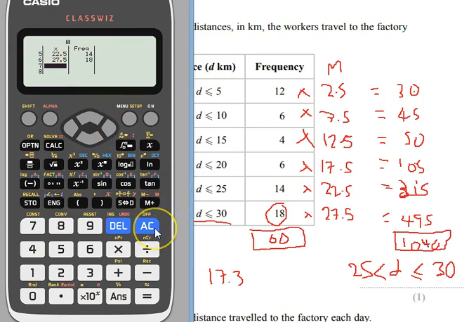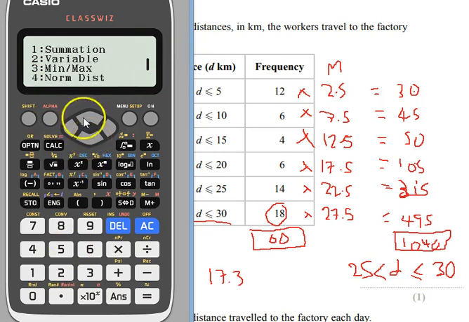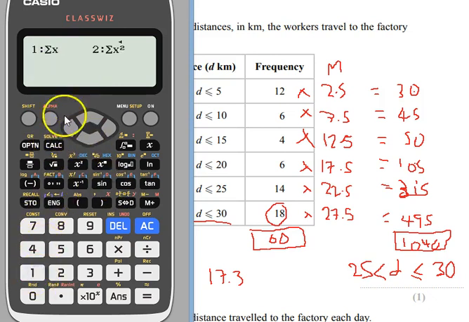Now you need to clear this, which seems galling. You're not actually getting rid of it. And then on this calculator it's in option. If you've got an older version of the calculator, it'll be shift and then there's a little stats menu above the 1. I'm going to go to option and I'm going to go to summation, I think. Is it summation? No, not that. It's variable, number 2. And I want X bar. So number 1 and press equals, and that tells me the answer is 17.3.